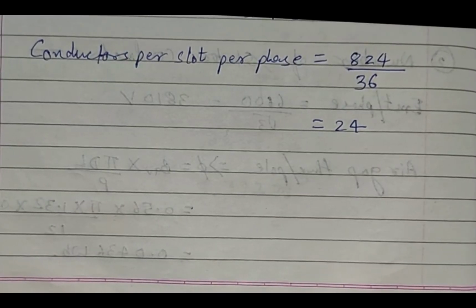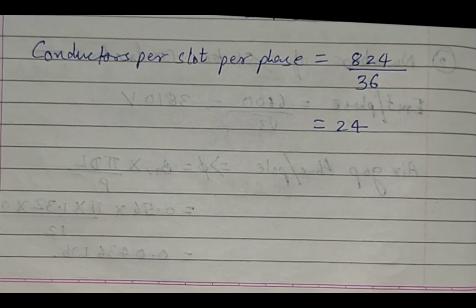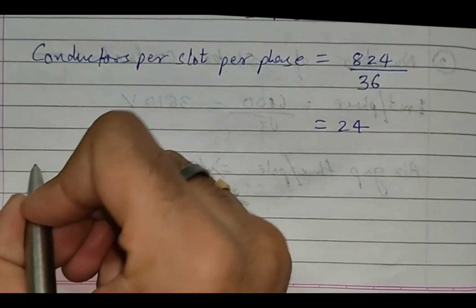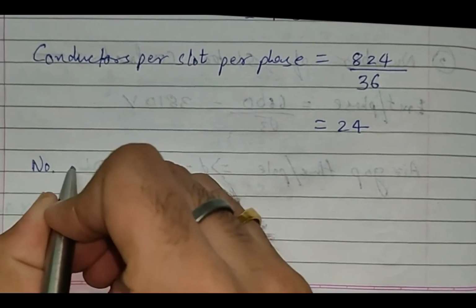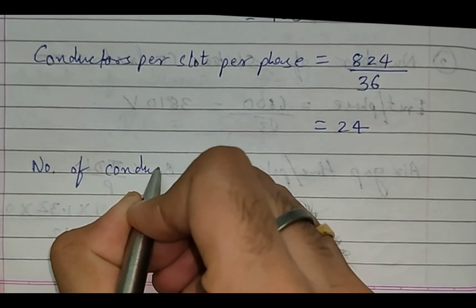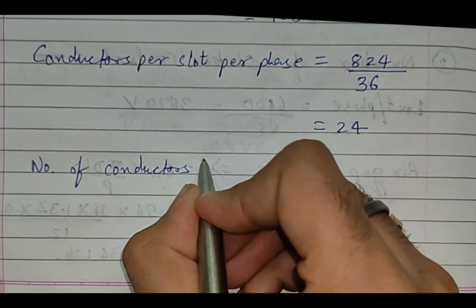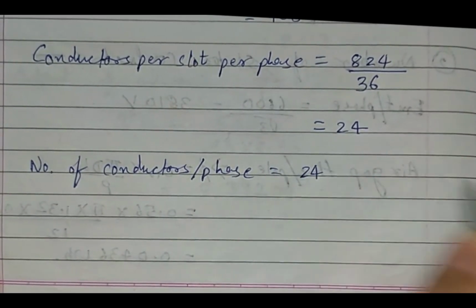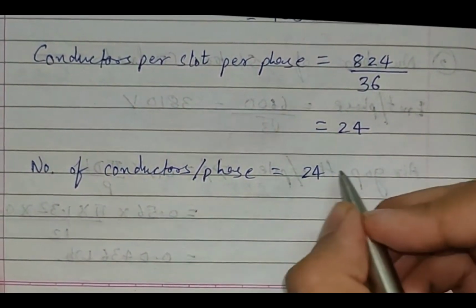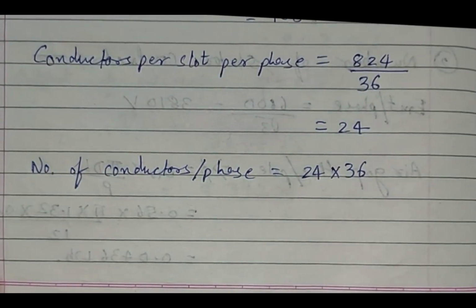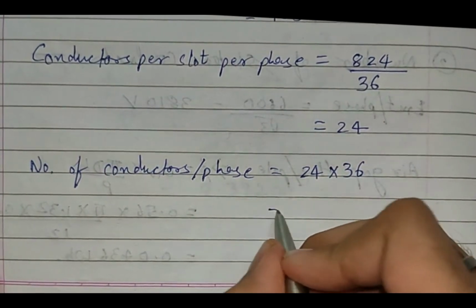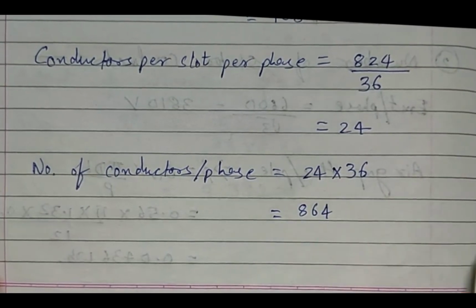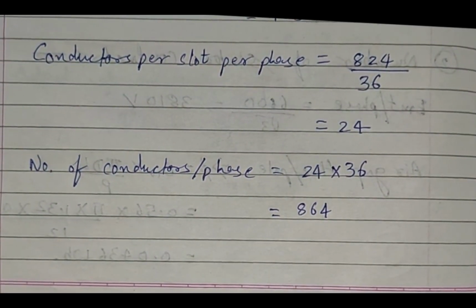Now suppose we are asked to find the number of conductors per phase. We can do that. We have 24 conductors per slot multiplied by 36 slots per phase. The multiplication gives us the answer as 864 conductors per phase.